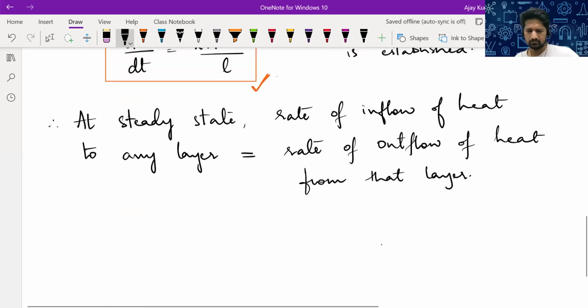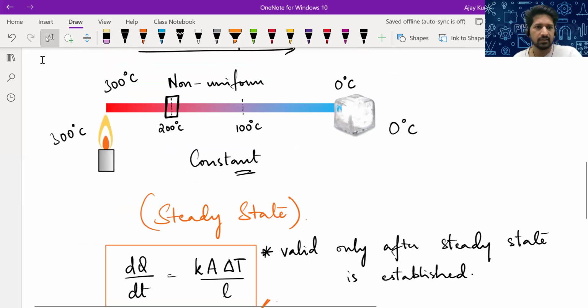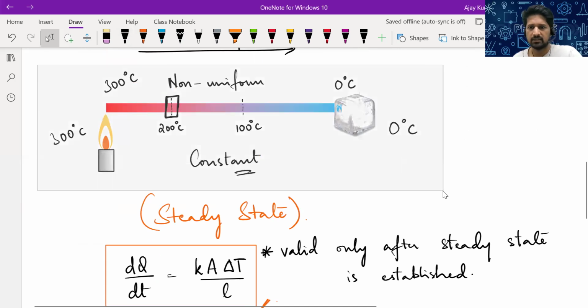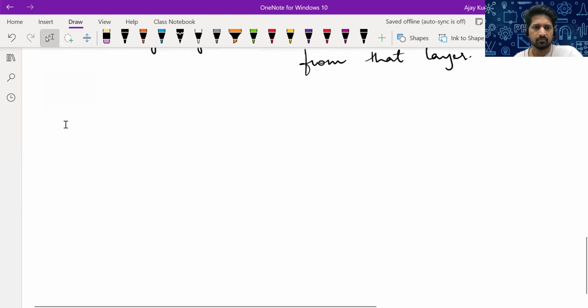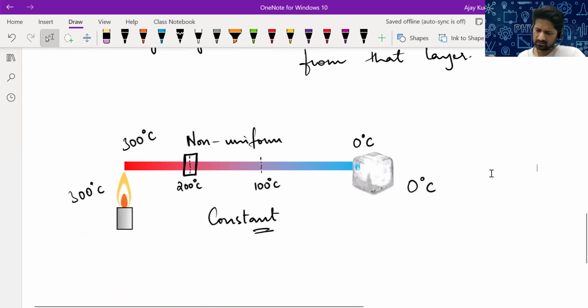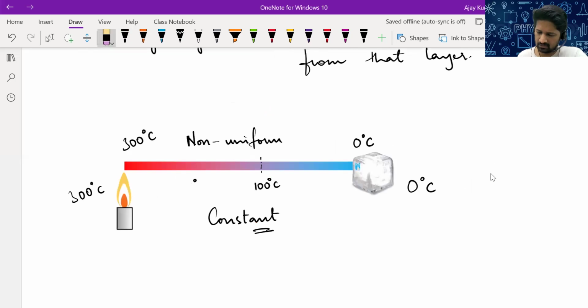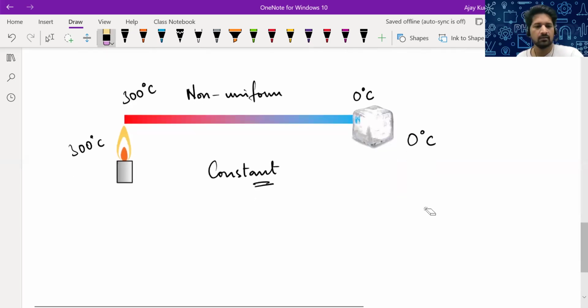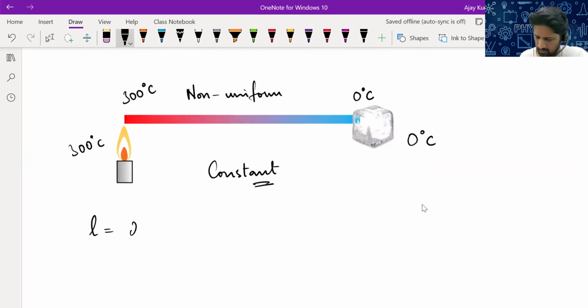Fine. So let's take this example itself. Let's say one end is maintained at 300 degrees, another end is maintained at 0 degrees. Steady state is established. Unless otherwise specified, you assume steady state has been established. So temperatures are non-uniform, but they have now become constant. So there is definitely heat transfer happening. You know the temperatures. Let's say the length of this rod is 2 meters. Cross-sectional area, let's say, is 10 square centimeters.